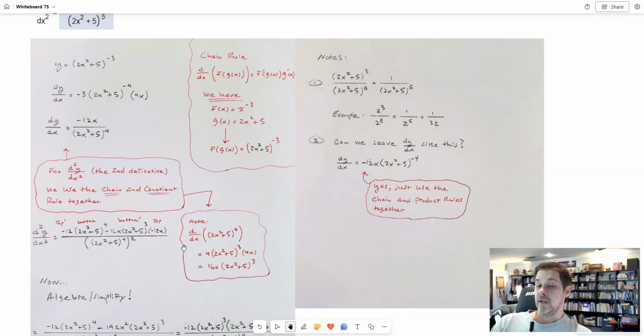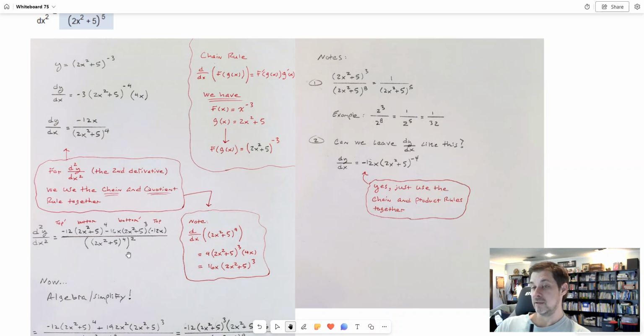So there's my work for that. And you notice when I said, what's the derivative of the top function? Well, the top function is negative 12x. The derivative of that on its own is negative 12. And the derivative of the bottom function, well, I worked that out ahead of time with the chain rule. This is the chain rule right there for the derivative of (2x squared plus 5) to the fourth power: 16x times (2x squared plus 5) to the third power. So there it all is.